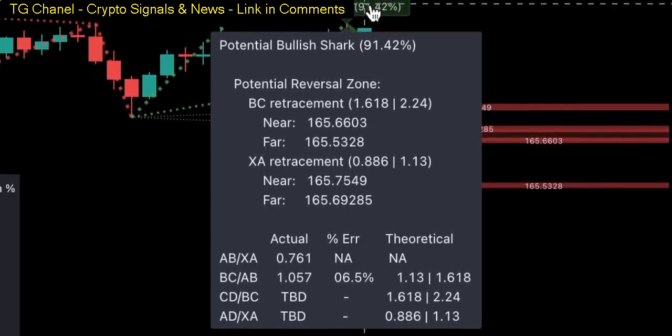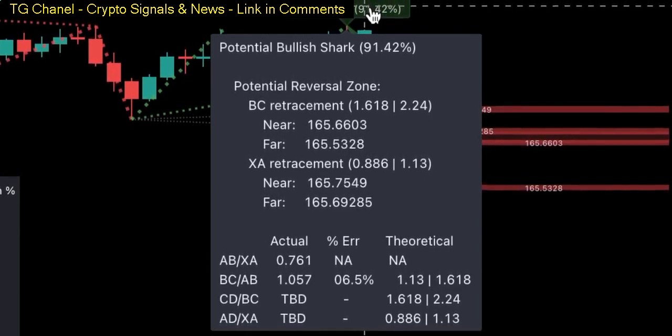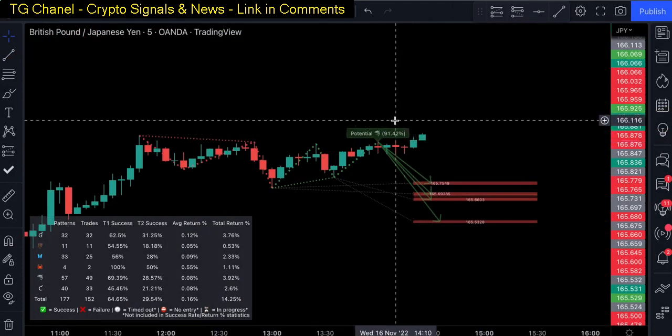And the last component is the leg length symmetry. This basically measures the symmetry of each leg. The closer this number to 100, the better the odds that the prediction will be right.